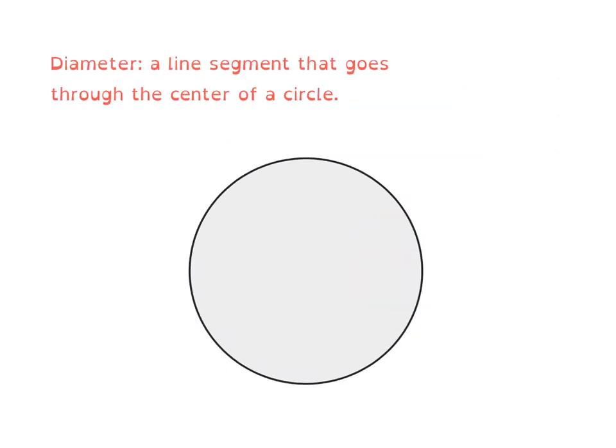The diameter is a line segment that goes through the center of the circle. So I'm going to locate the center of my circle again, and then I'm going to review what a line segment is. A line segment is a line that has two endpoints. And so for us to draw the diameter, we need to draw a line that goes from one end of the circle through the center to the other end of the circle.